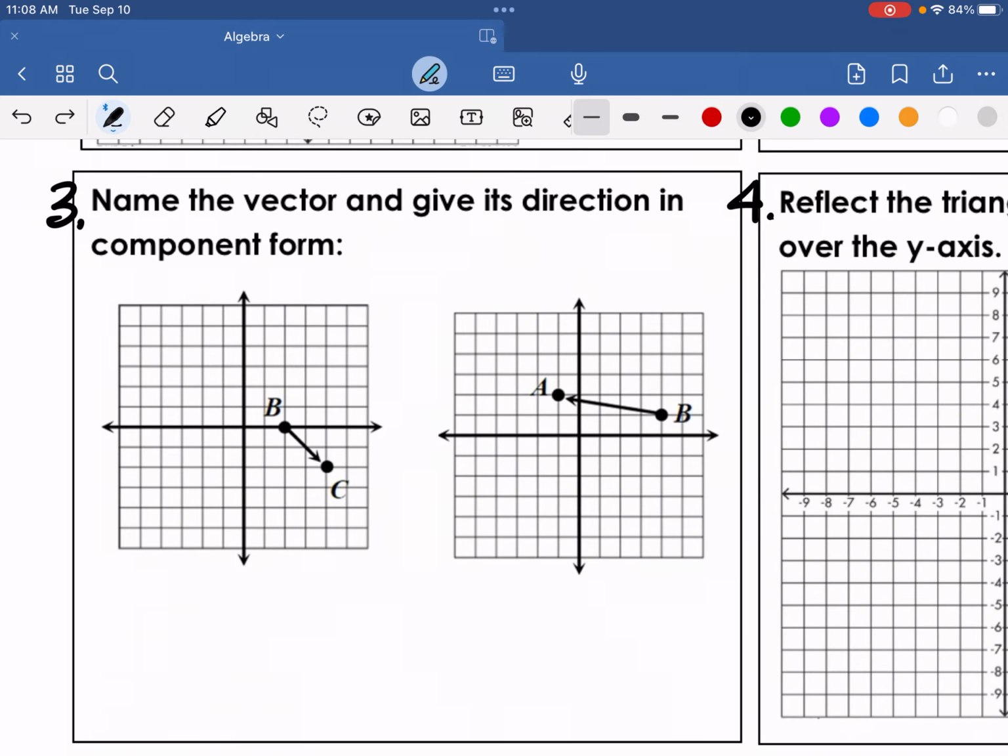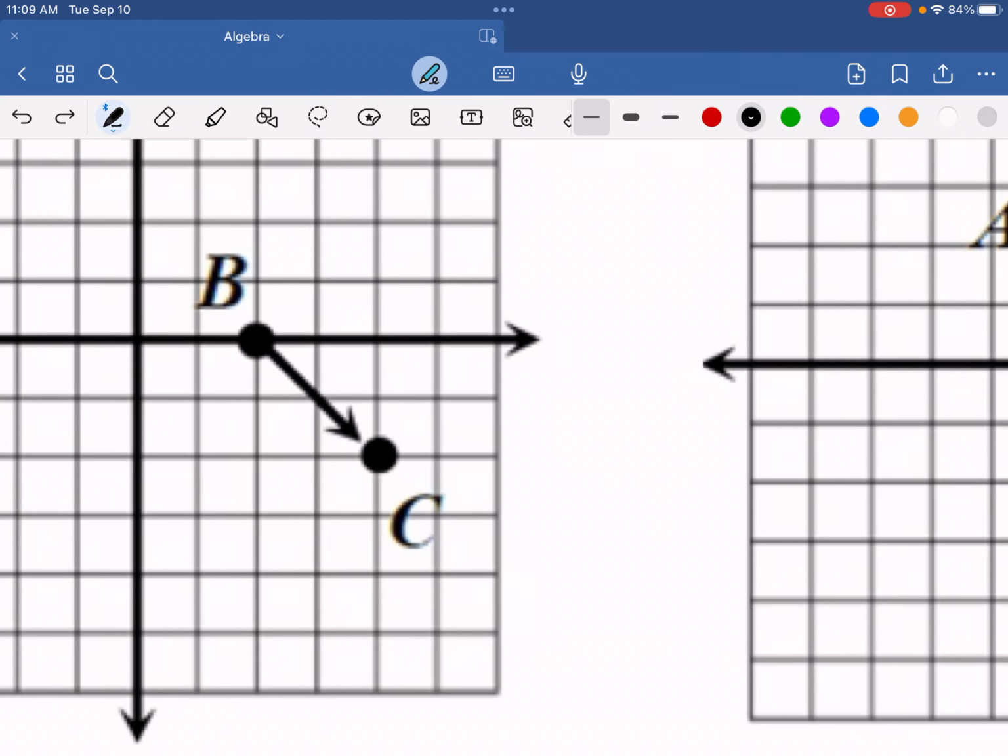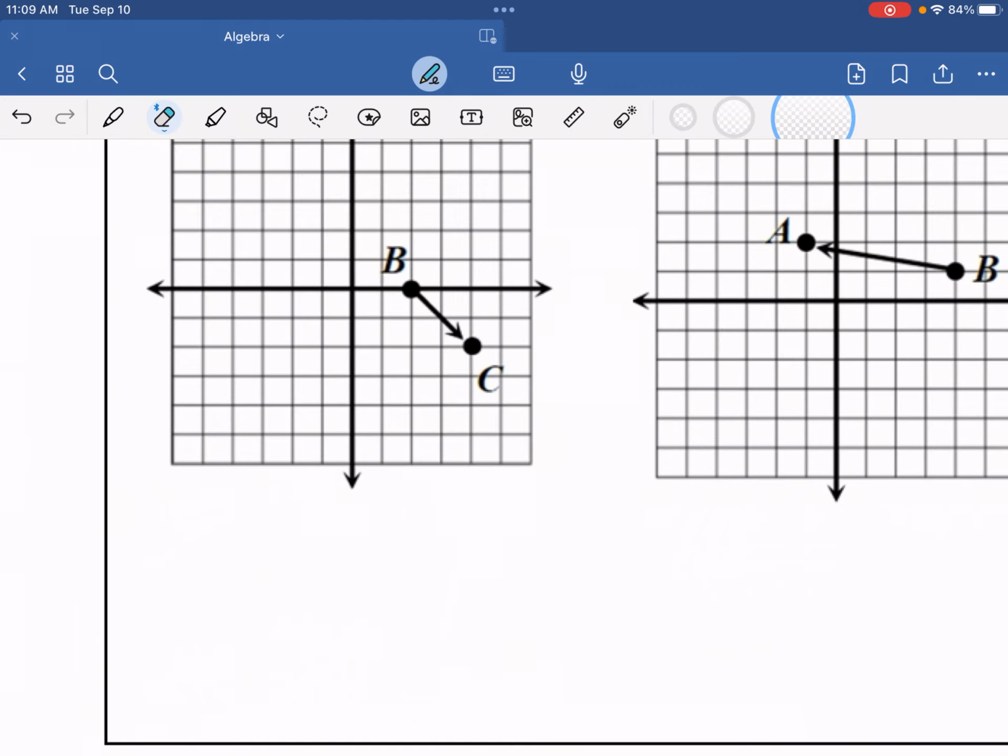All right, number 3, you are supposed to name the vector and give its direction. So name it. Is it BC or CB? Because the name matters. And it starts from the segment to the arrow. So this arrow is going right. It points to the right, and then it turned down, right? So it's going right and down. So it does start at B. So the name of this vector is BC.